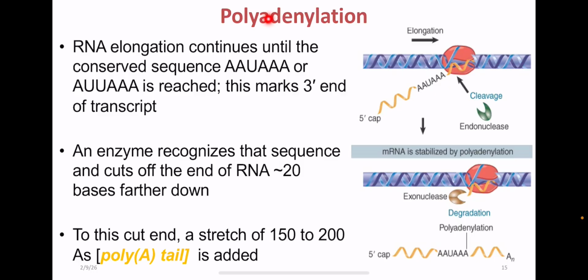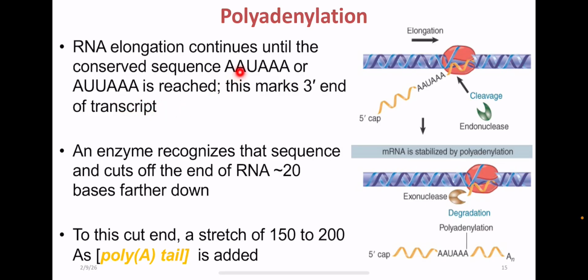Adenylation is adding adenine groups, and poly means plenty of them. That will be at the 3' end, so it is 3' polyadenylation. RNA elongation continues until a particular signal or sequence is reached. When that sequence is reached, it signals that this is the end, and when the end is sensed, we add the poly A tail. What is this sequence that gives the signal? The sequence is either AAUAAA or AUUAAA.